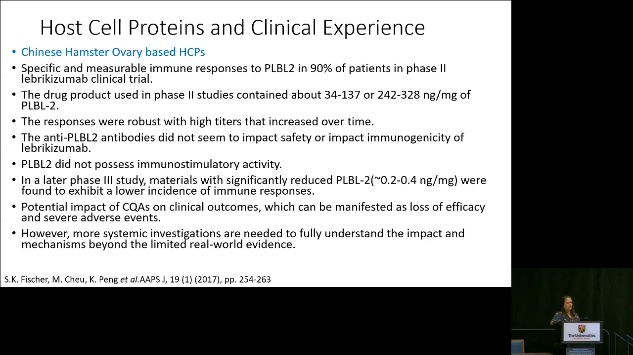we are done. We can go into clinical trial, look for anti-Chinese hamster ovary antibodies and give that data to the agency. But that's not going to solve the problem. People are still going to have a certain risk.